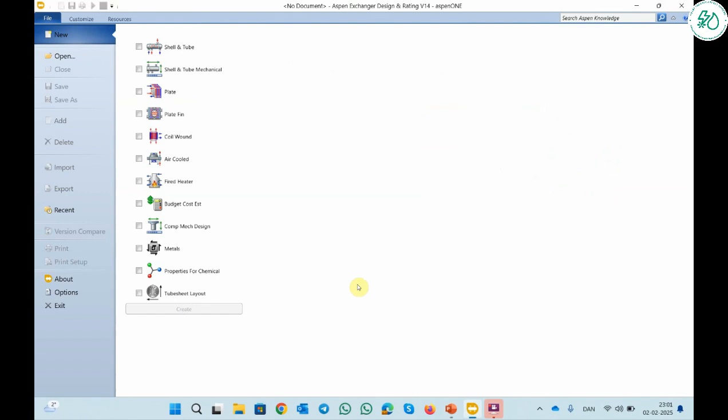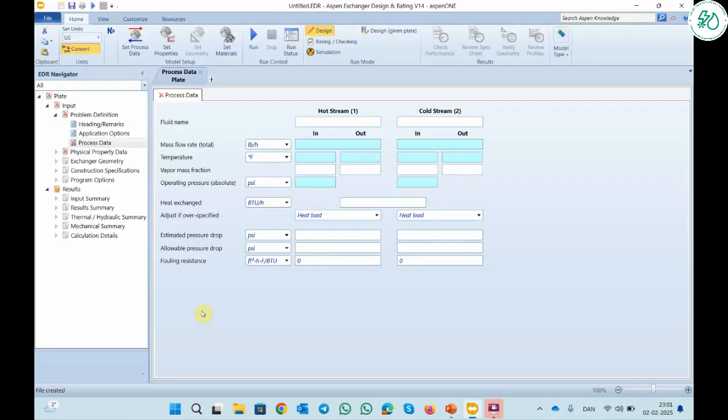Here in the main page of the software, you can see different types of heat exchanger and select the desired heat exchanger. For our example, we select plate exchanger and click on the create button. This is the main page for the plate heat exchanger. Before we enter the information of the hot stream and cold stream, we should set units. Because our units are SI, we select SI.